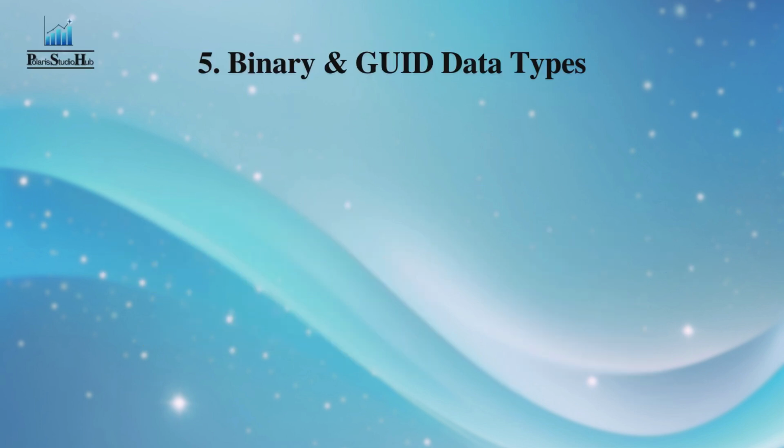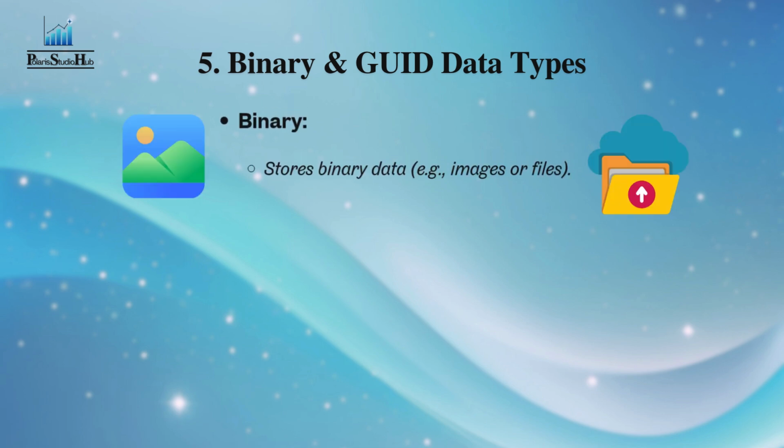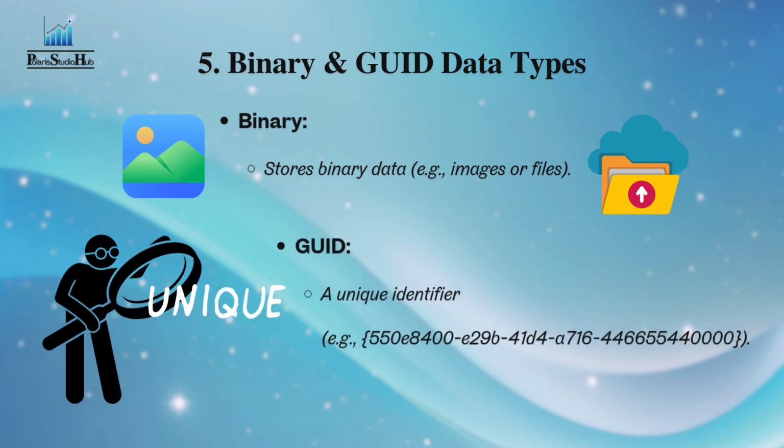Now, let's talk about some more technical types, binary and GUID. Binary is used to store things like images or files. While Power BI doesn't process them directly, they're still helpful for storing assets linked to records. A GUID, or globally unique identifier, is a long, unique code used to identify records without duplication. It works quietly in the background to maintain record uniqueness.